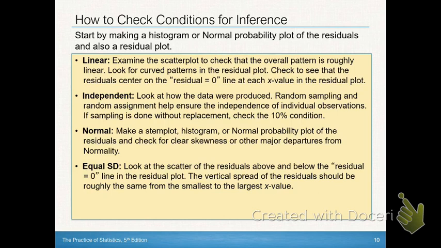To check to see that the standard deviation of the residuals is approximately equal, you want to look at the residual plot and look at the line where the residual is 0. And you want to look at how far above or below your residuals are from that line. And as you read that graph from left to right, from the smallest to the largest x value, you're hoping that those stay roughly the same.